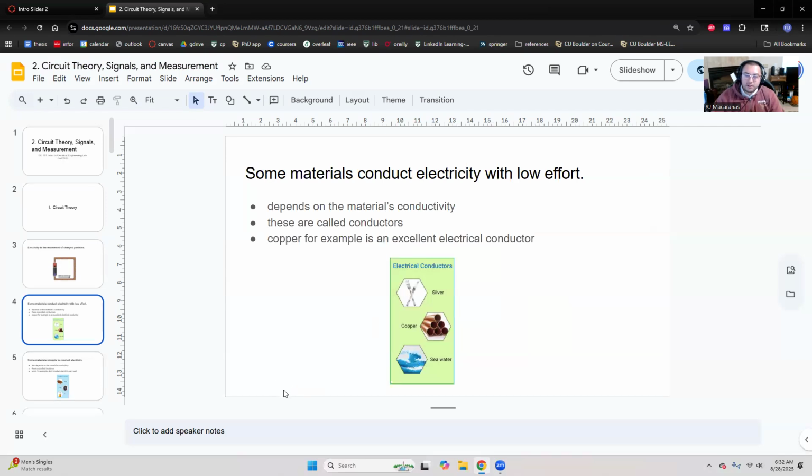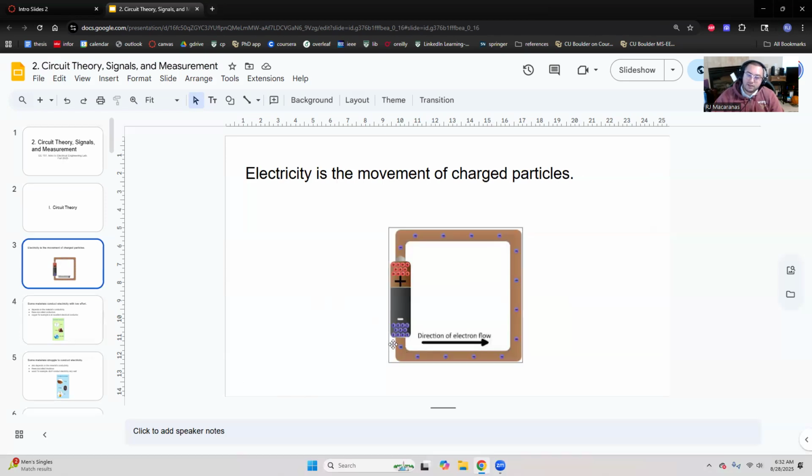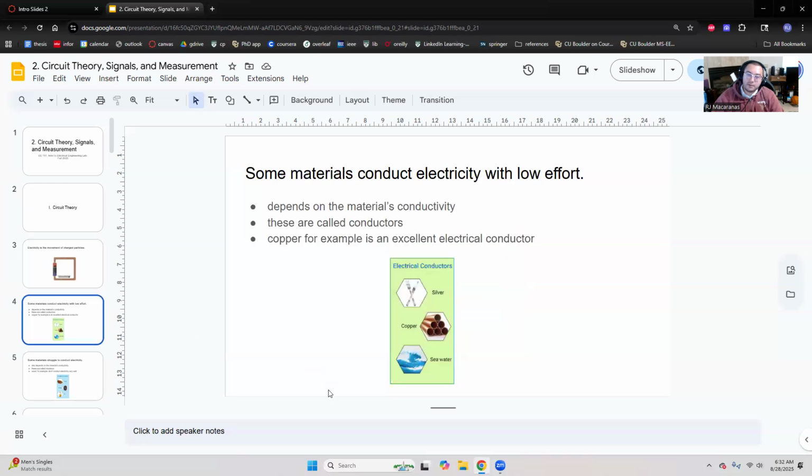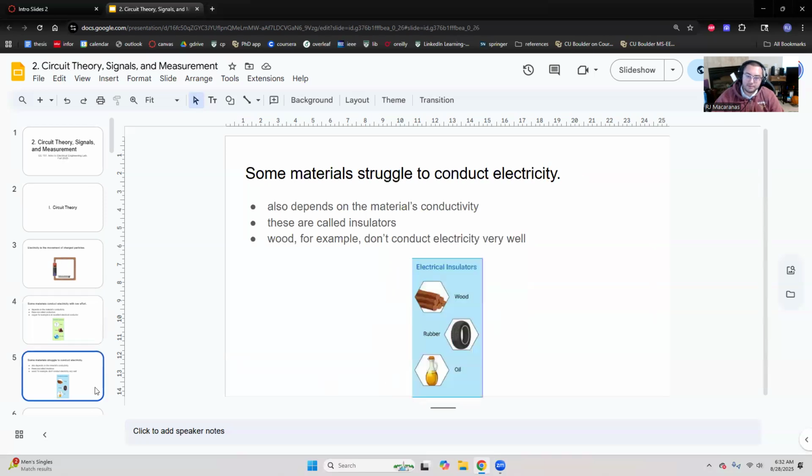So some materials conduct electricity with low effort. Going back to here, this is an example of a copper wire. And so copper is usually a good conductor. And here are some other types of materials that are particularly good at conducting electricity. So we've got silver and seawater listed there.